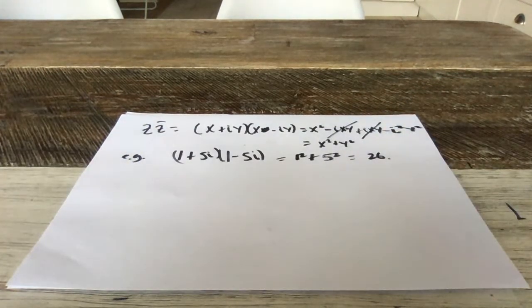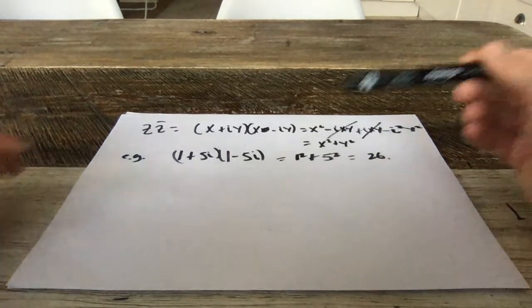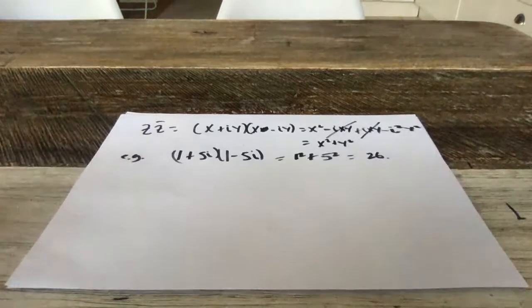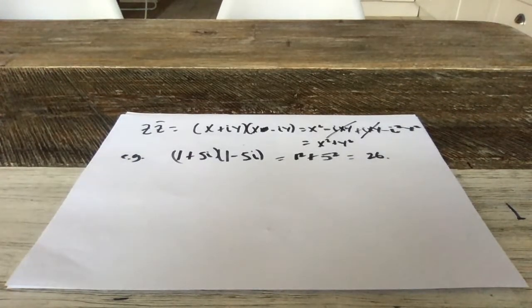So this happens not often, but it's an important idea. And this idea of z times z bar equal to x squared plus y squared, we're going to be using in a second for something else. So it is kind of important.